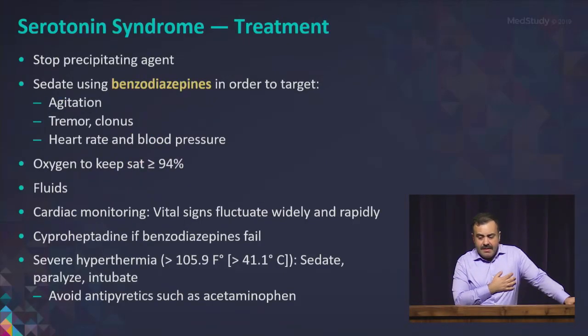In terms of treatment, it's mostly supportive care. If you have to have the patient in ICU, that would probably be a good idea. You can use benzodiazepines for managing the tremors, also for managing the agitation, and it also helps with heart rate and blood pressure. Continue cardiac monitoring your patient. And in terms of severe hyperthermia, you might consider intubating the patient. And of course, avoid Tylenol.